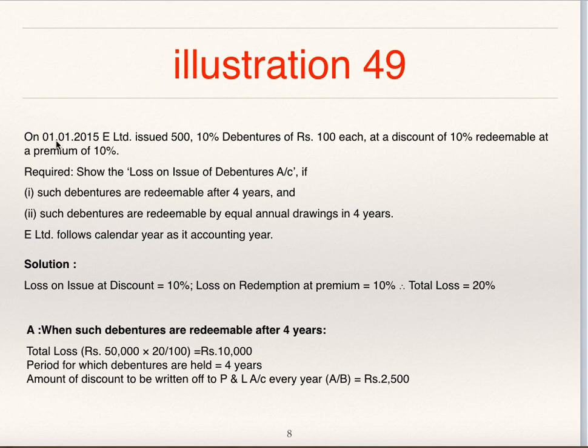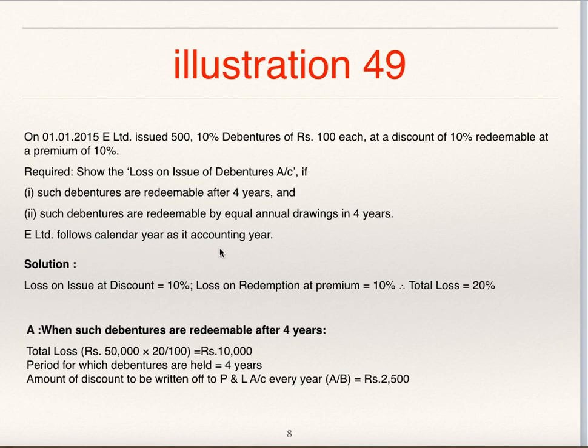Illustration 49. On 1/1/15, E Limited issued 500 10% debentures of 100 each at a discount of 10%, redeemable at a premium of 10%. Issued at discount, redeemable at premium. Required to show loss on issue of debentures account if such debentures are redeemable after 4 years, and if such debentures are redeemable by equal annual drawings in 4 years.